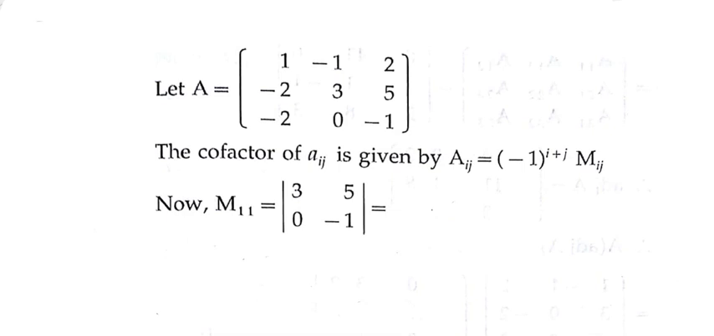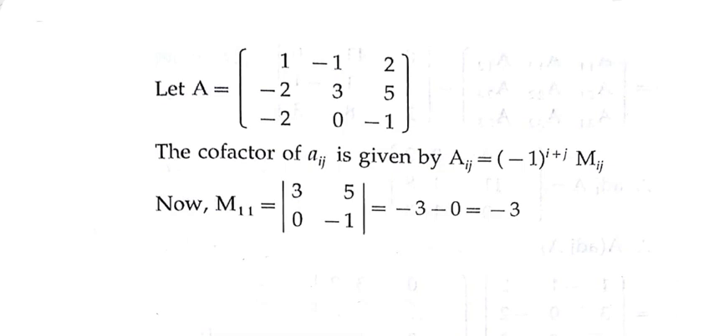So let's begin with cross multiplication. The cross multiplication of 3 and minus 1, we will get minus 3, minus 0 into 5, we will get 0. And the final answer, minus 3 minus 0, is equal to minus 3. So the minor of position A11, that is M11, is minus 3.